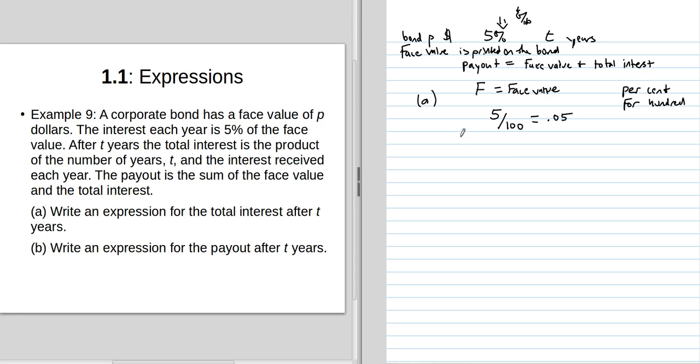So our total interest will be 5% times the face value, capital F, remember we gave it this definition, times the number of years.